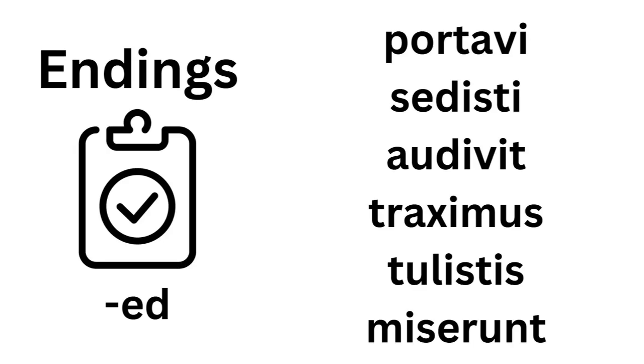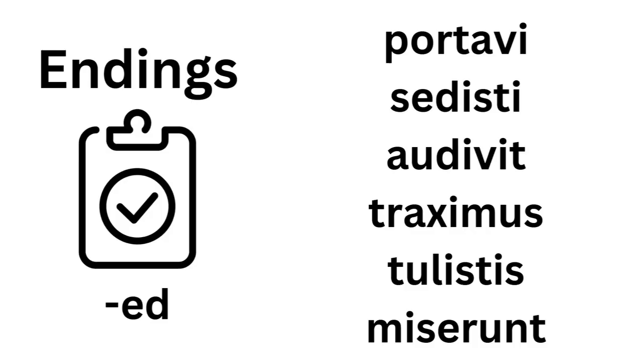That's because the imperfect uses the normal present stem, but these are perfect, so I have to use the perfect stem. Portavi means I carried. Portav is my stem. Sedisti, you sat. Sedere goes to sedi in the perfect. Audivit is he or she heard or listened to. Traximus is we dragged. Tulisti is very different.